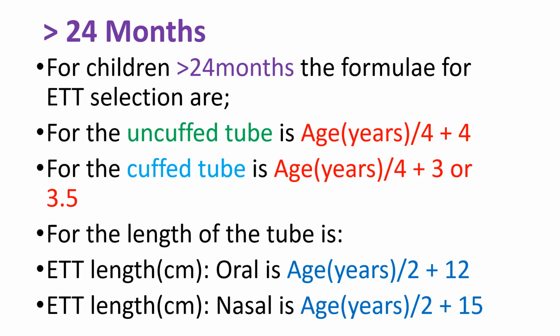For children above 24 months, we have two formulas, one for the uncuffed tube, which is age in years over 4 plus 4, and for the cuffed tube, we use age in years over 4 plus 3, or age in years over 4 plus 3.5. For the ETT length, for the oral, we use age in years over 2 plus 12, and for the nasal, we use age in years over 2 plus 15.